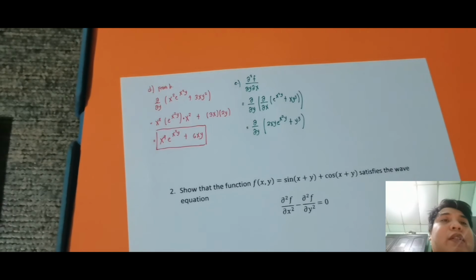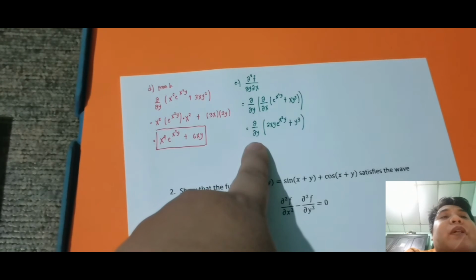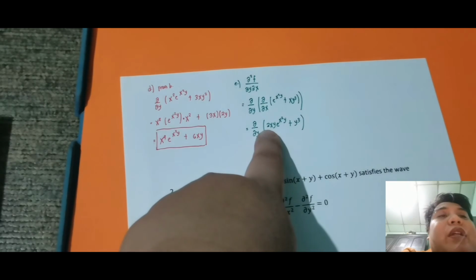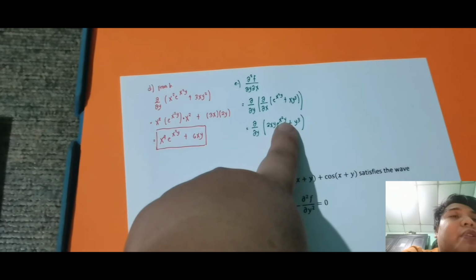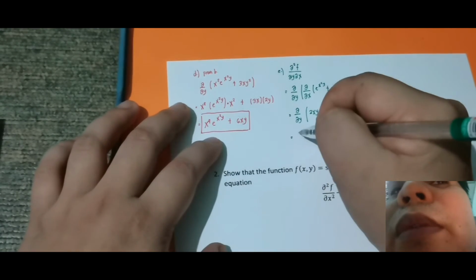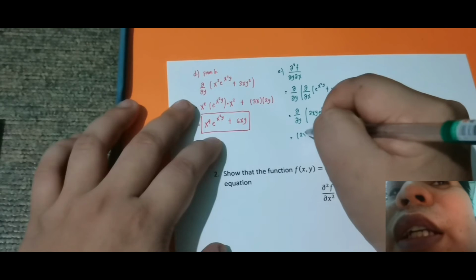So next is, syempre, dahil partial derivative with respect sa y, automatically, UDV plus VDU, product rule. Bakit? May 2xy dyan, so may y dyan, plus may y din doon. So again, UDV plus VDU siya, so product rule siya. So una is UDV, so this is 2xy.